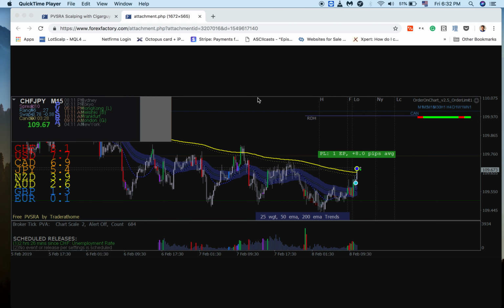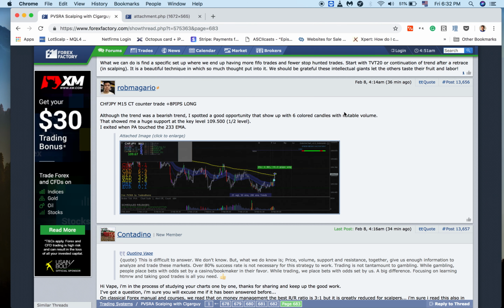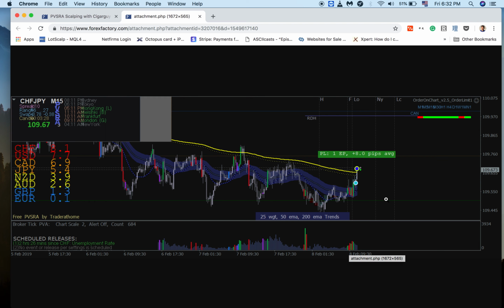Here I just posted one trade. It was like 36 minutes ago on Forex Factory. You can follow the description of the trade here with the explanation. Let's take a look at it. If you are familiar with PVSRA, you know that we have the half level, expressed by this green line. It was at 109.500. The half level, you see PA trying to break it here.